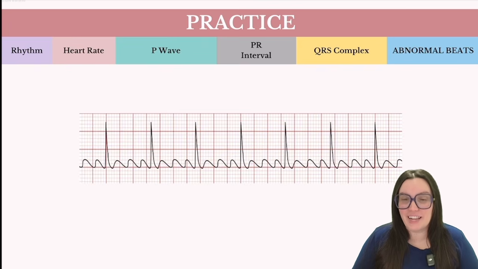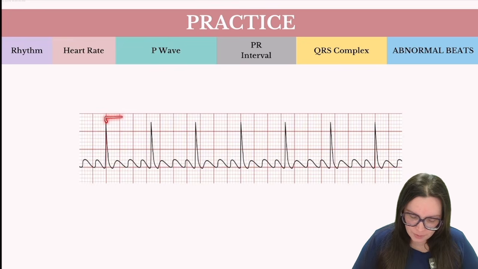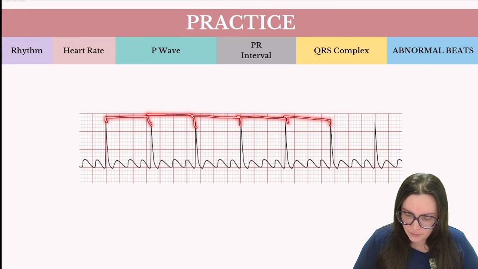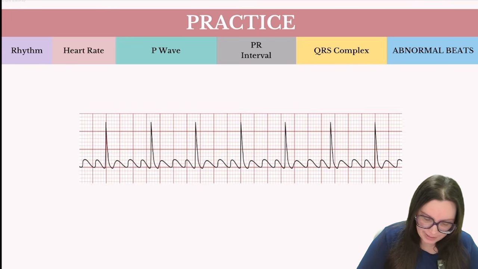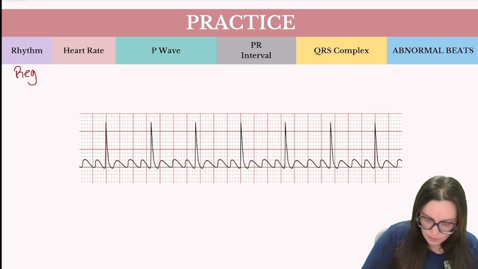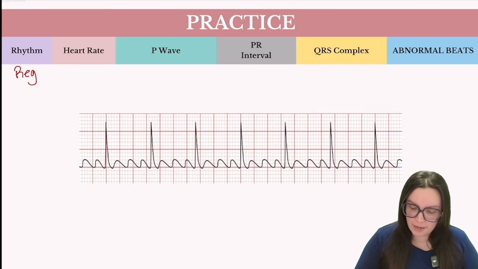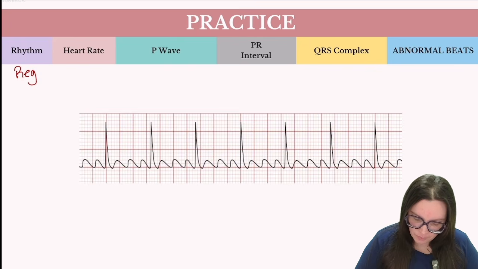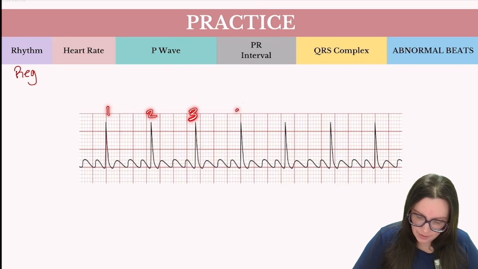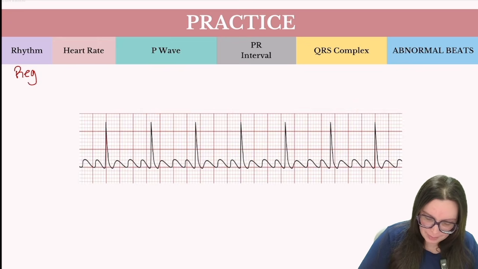So let's take a look at our next practice. So with our rhythm, is it regular or irregular? If I was to march these out, you're going to see that they're going to kind of fall in the exact same place every single time. So we can absolutely call this rhythm regular. When it comes to my heart rate, I'm going to go ahead and count that out. 1, 2, 3, 4, 5, 6, 7. So we have approximately 70 beats per minute.